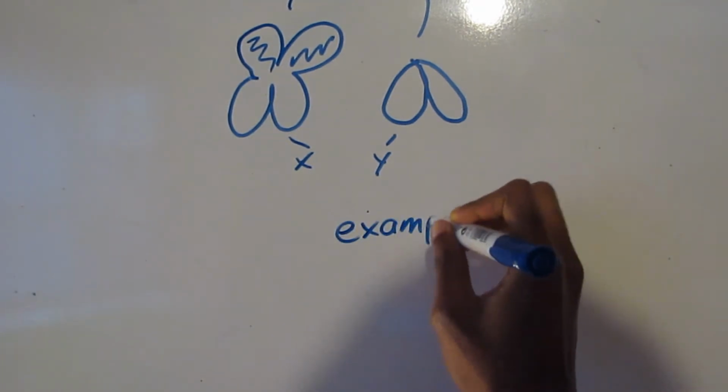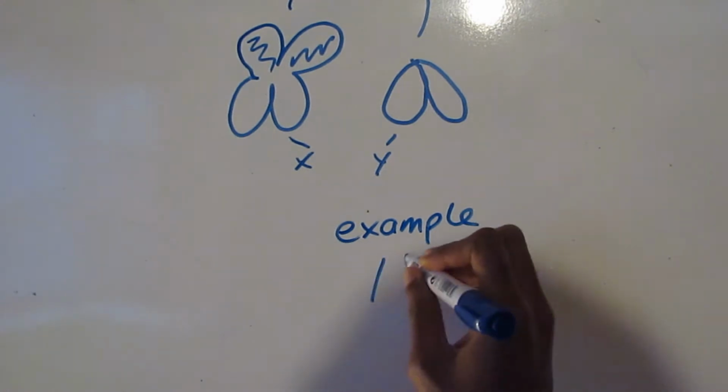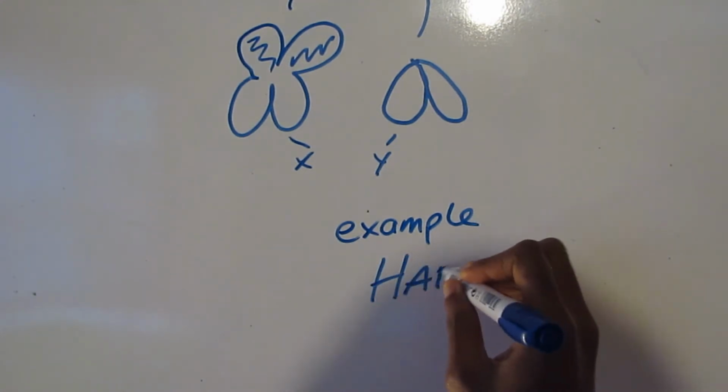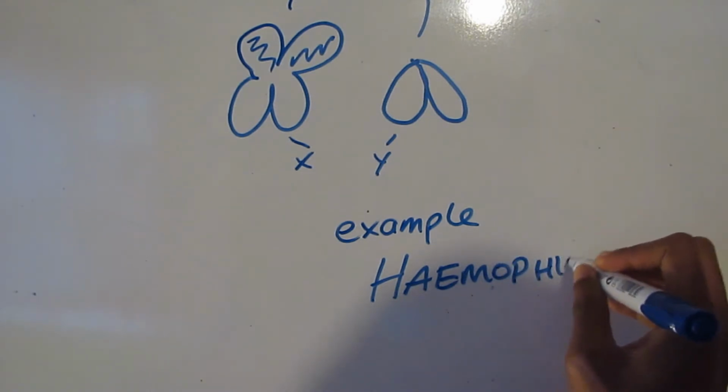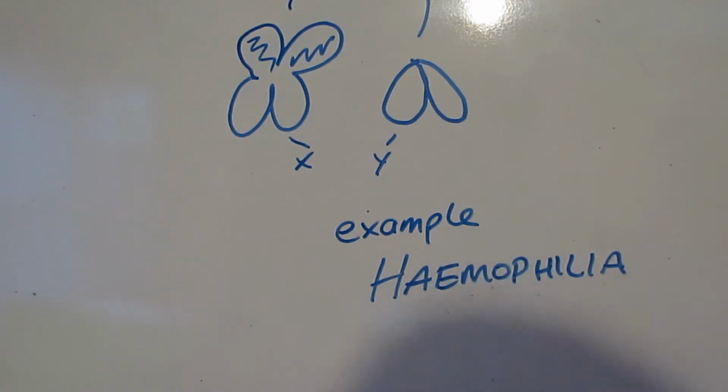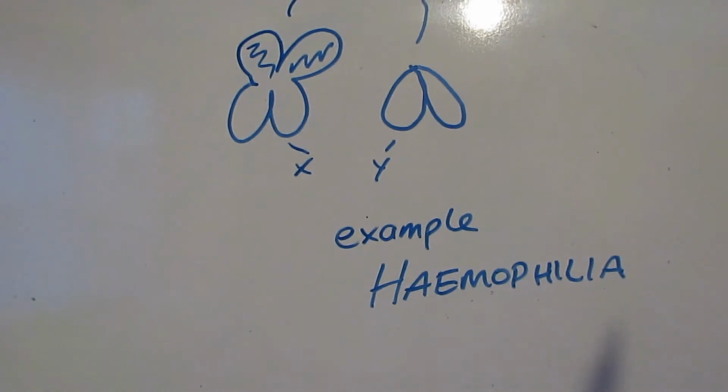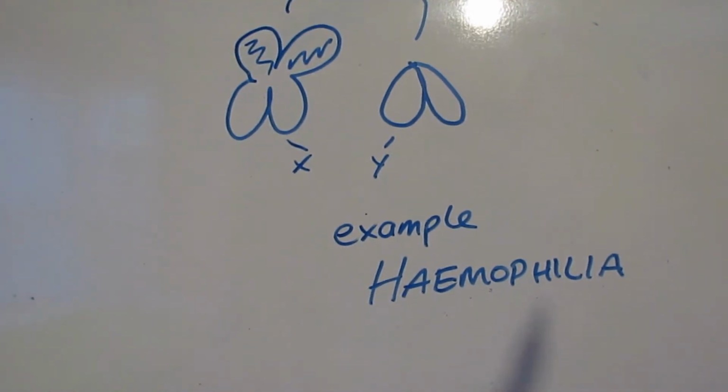Now, the best example of this is hemophilia, which is a condition which leads to severe bleeding. This condition is common in the royal families of Europe. Quite a number of members of the family have this condition or are carriers of this condition. So let's have a look, using our knowledge of Punnett squares, at how this can get passed on.